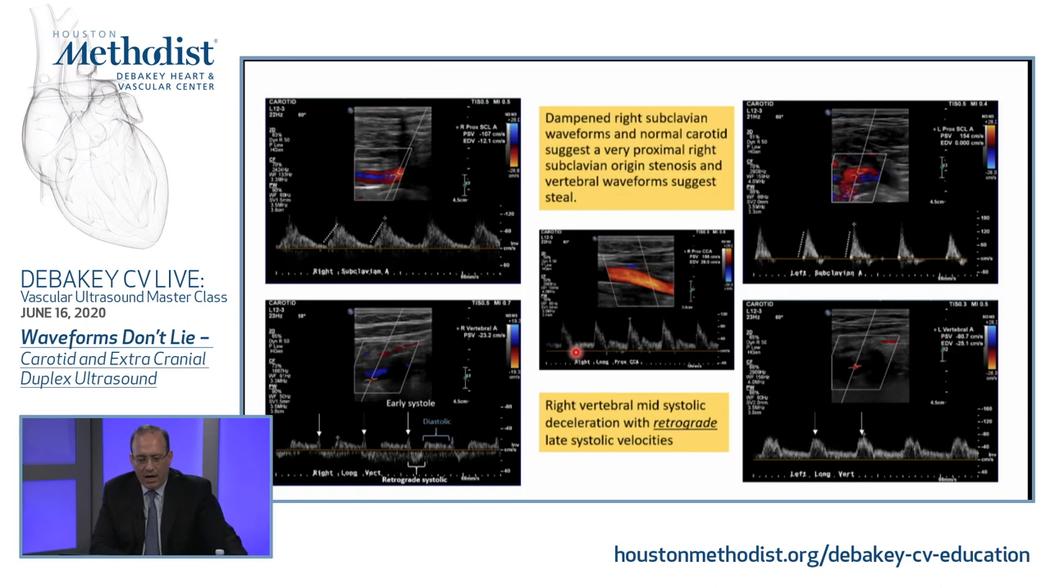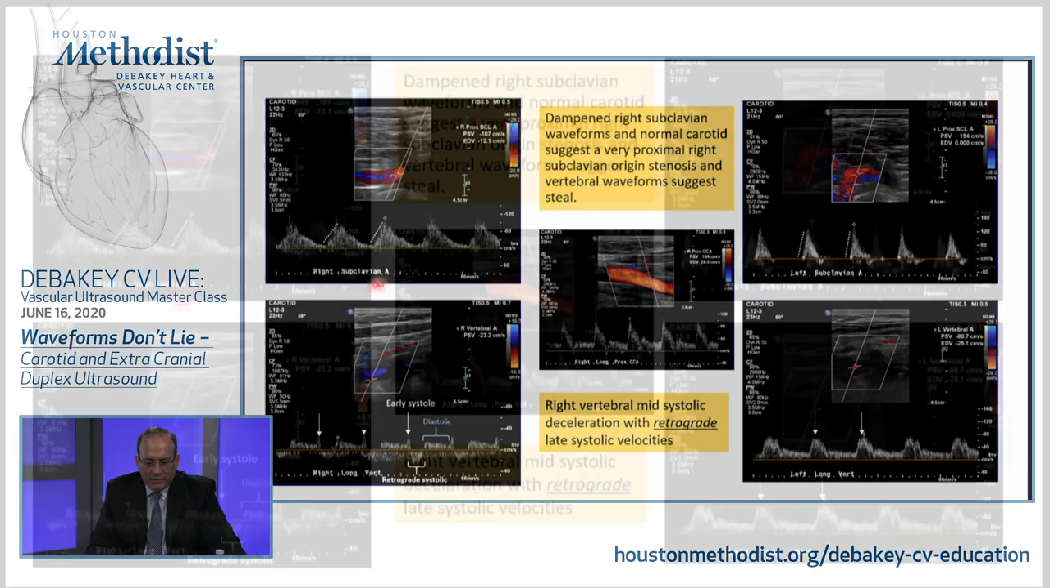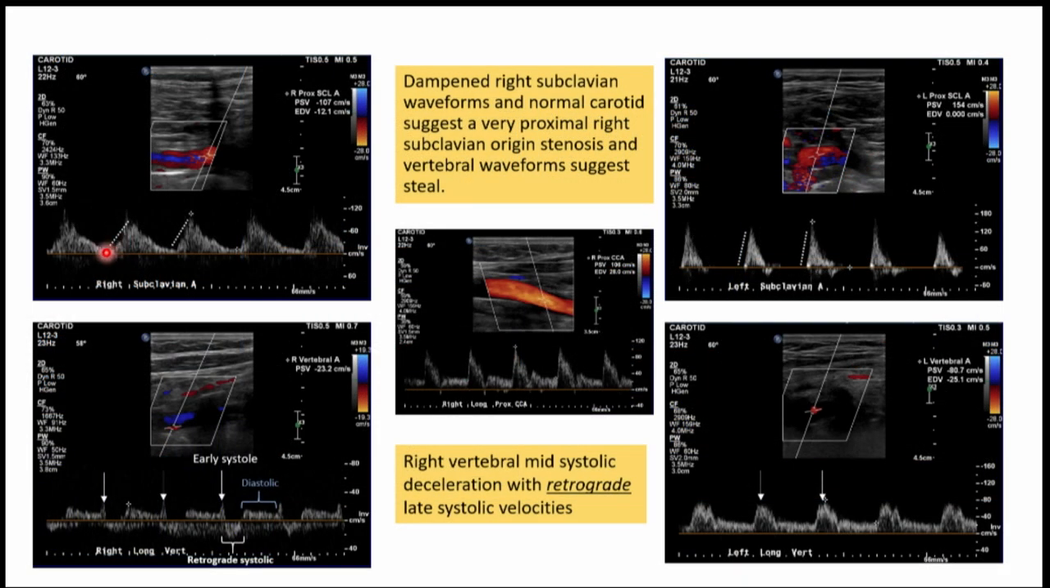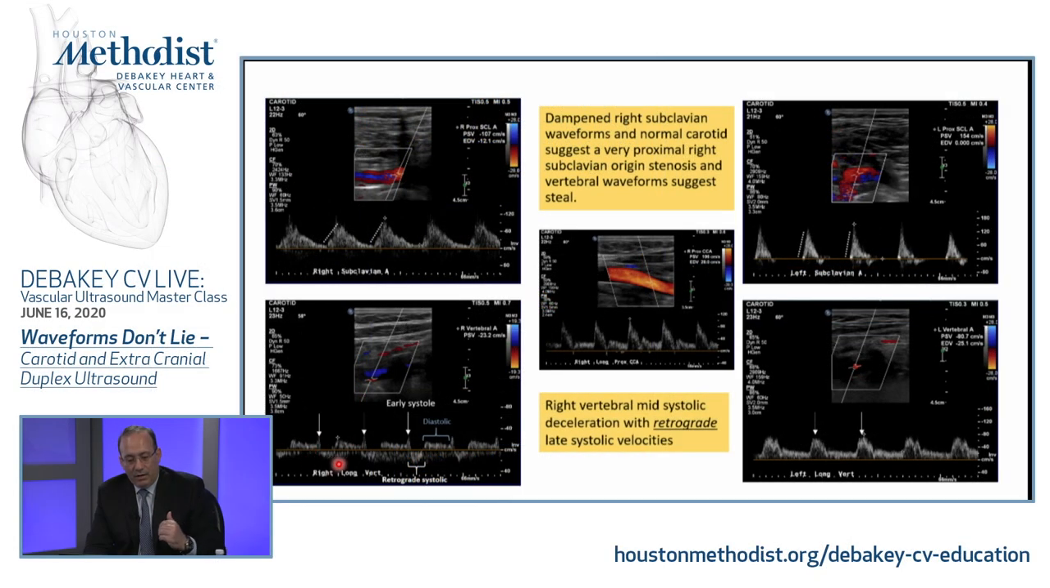Let's look at some more velocities here. So right subclavian artery, what do we see here? Delayed peak systolic rise, okay? Almost rounded tip, and it's almost like a low resistance. So the right subclavian artery shows dampened waveforms, okay? What do we see in the right vertebral? Peak systolic rise, reversal in mid-systole, and then antegrade flow in diastole. That is steal, okay? So what do we have? We have vertebral steal on the right side, and we have dampened subclavian artery velocities.